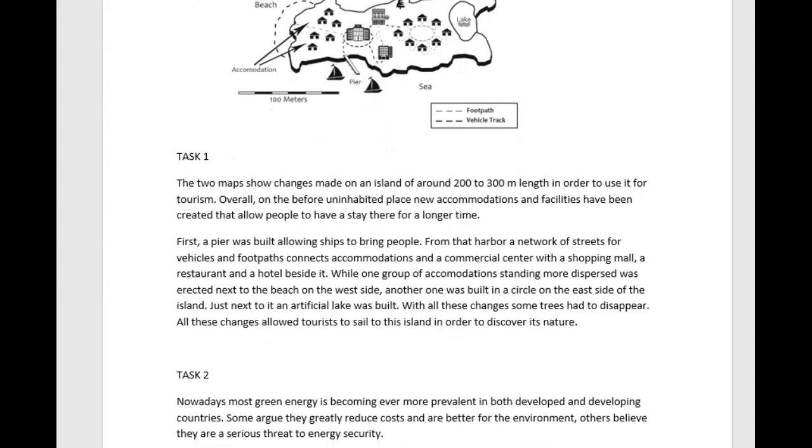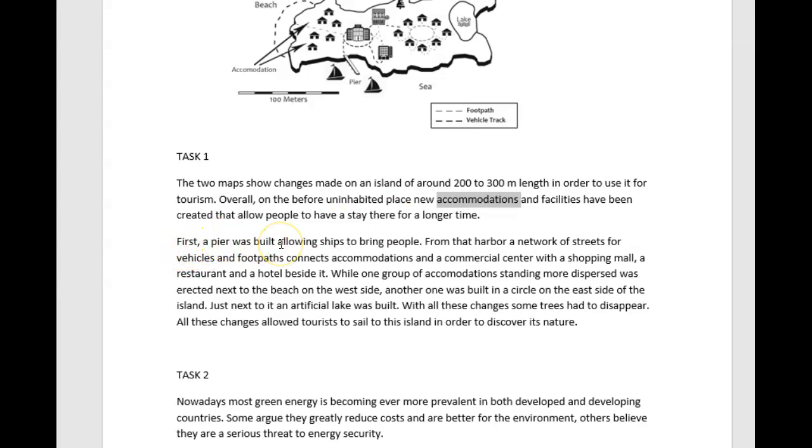So, the two maps show changes made on an island of around 200 to 300 meters length in order to use it for tourism. Overall, on the before uninhabited place, all right, that's a little awkward. It should be overall on the previously uninhabited island. New accommodations and facilities have been created that allow people to have a stay there. That allow people to have a stay for a longer time. Now that makes more sense, okay?